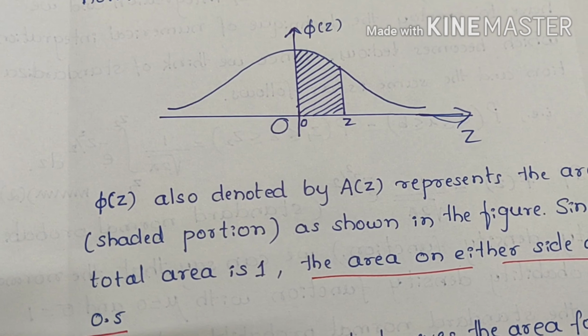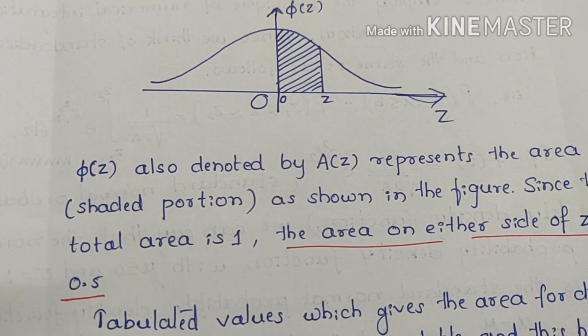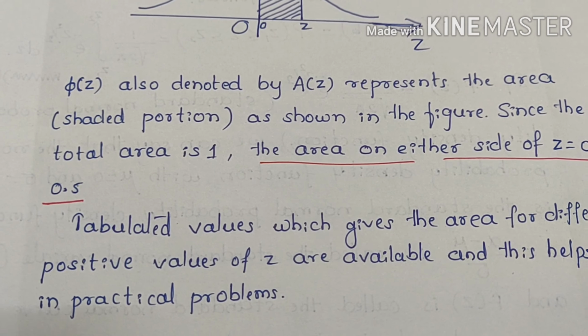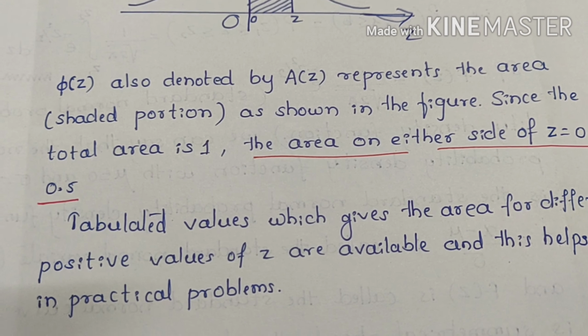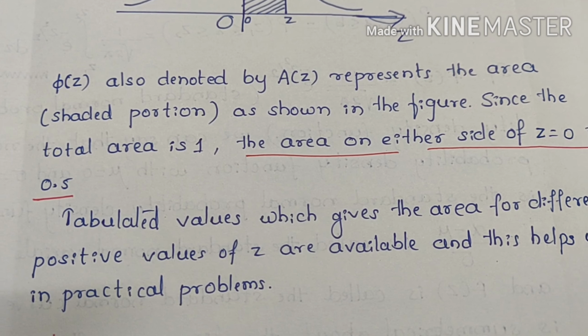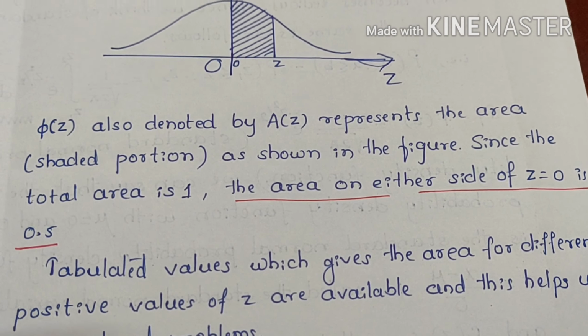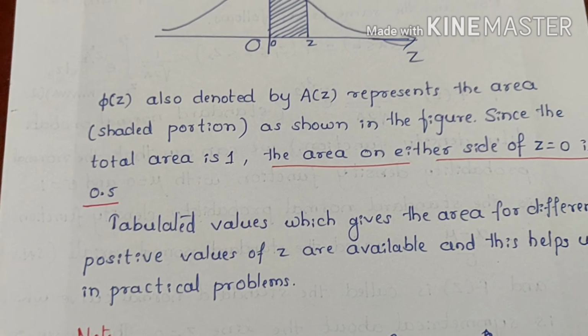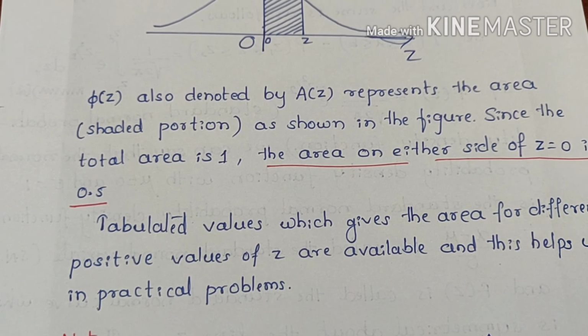So the total area is 1, and the area on either side of z equal to 0 is 0.5. We have the tabulated values of area for different positive values of z. The standard table is available, and using that we solve practical problems.